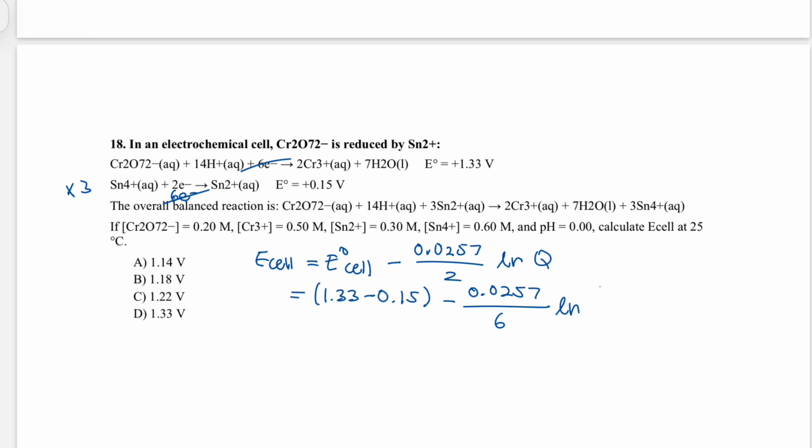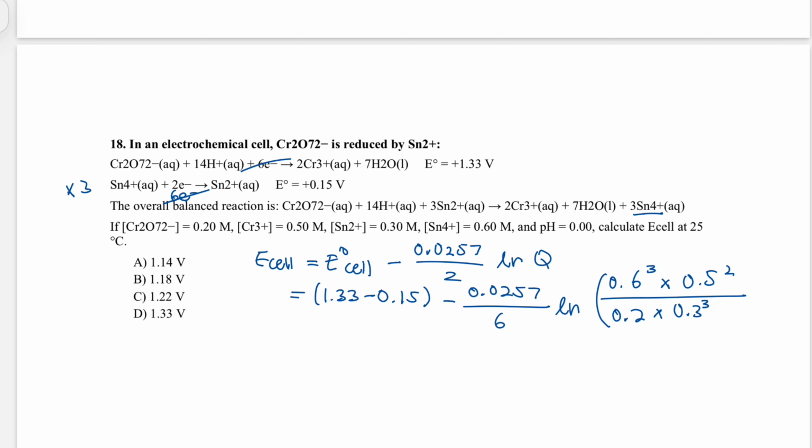Q, remember, is products over reactants. So I have all of the products and reactants written in the overall equation that they gave us. So this will be Sn4+, which is 0.6 to the power of 3. Remember the coefficients. I can ignore water, and then Cr3+ is 0.5 squared. And then for the reactants, we have 0.2 times Sn2+, which is 0.3 to the power of 3.